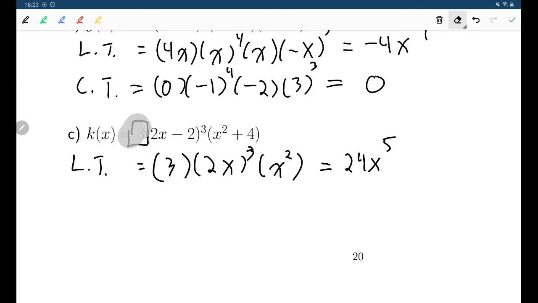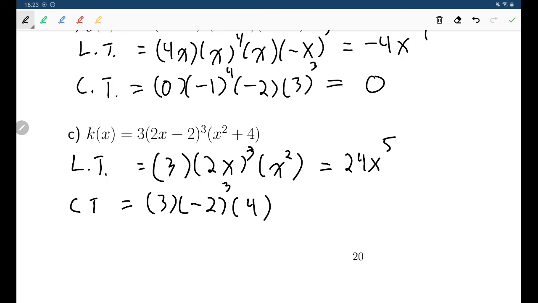For our constant term, same thing. Don't forget that this 3 is the constant term for the first factor. The second factor, the constant term is -2. And for the last factor, the constant term is 4. And that gives me a constant term of -96.